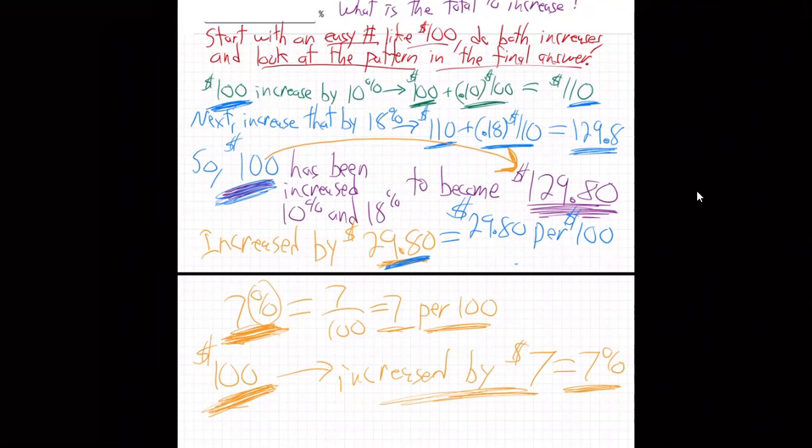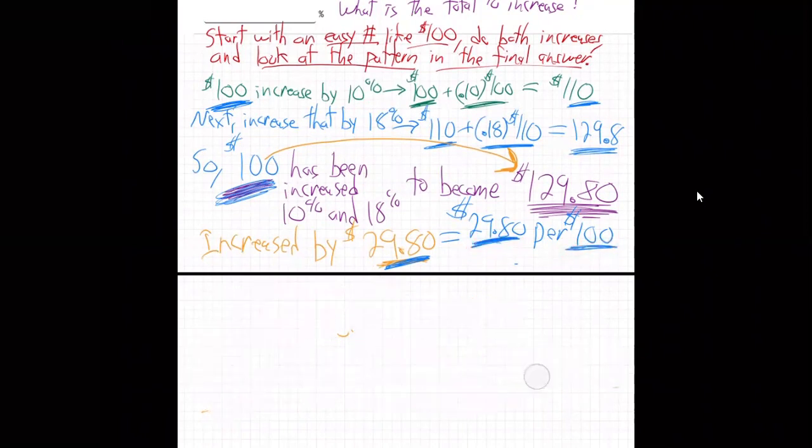That means this increasing plan where you increase 10%, then 18%, is going to make your money go up $29.80 for every 100. Isn't that what we just did? I just started with $100 and I increased it 10% and then 18%. It went up to $129.80, which means it increased $29.80 for the $100. So that means it increases $29.80 per every $100, which means it increases 29.8%. Problem done.